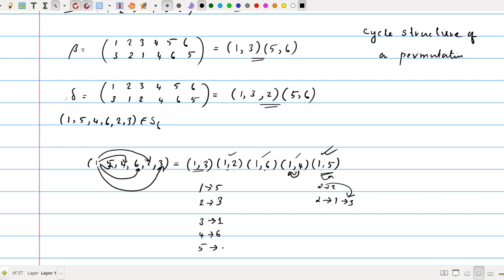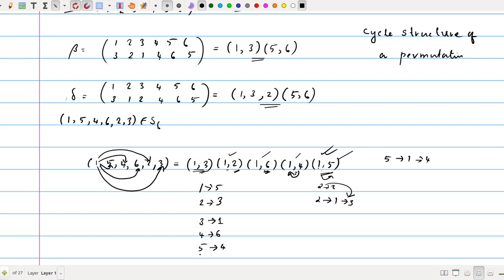Similarly, 5 is mapped to it. How will you get the image of 5? First of all, look into this one. 5 is mapped to 1 in the first one, and that 1 is mapped to 4 in the second one, and that 4 is fixed here, 4 is fixed here, 4 is fixed in the other transposition. So ultimately, the image of 5 is 4.